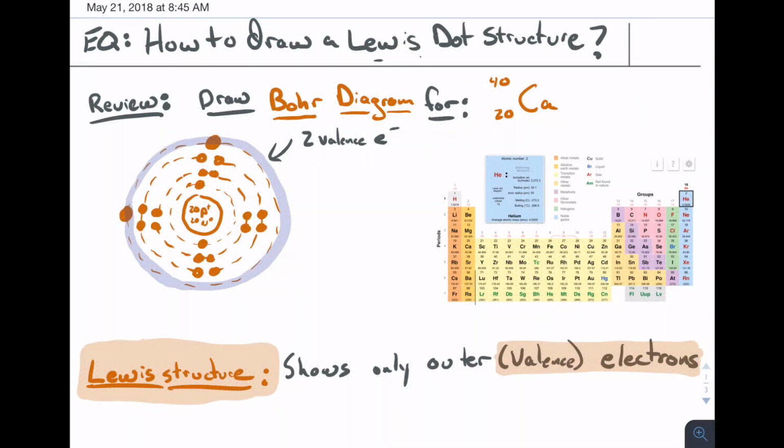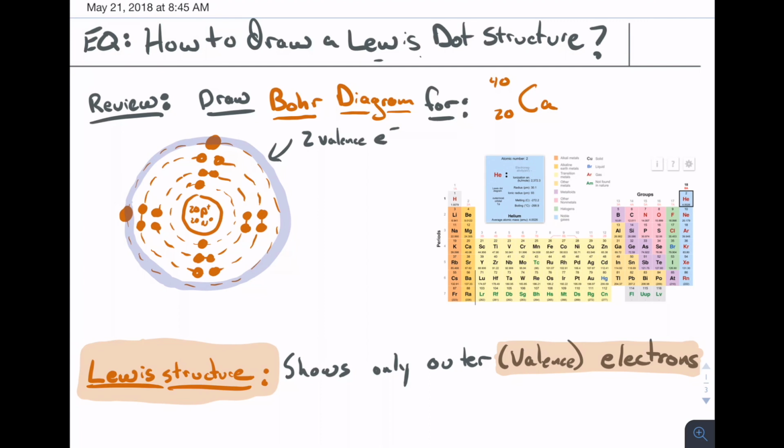The essential question for today is how to draw a Lewis dot structure. Before we can continue on with understanding how and why atoms form bonds, we are going to use this shorthand notation to help us draw things a little bit better.